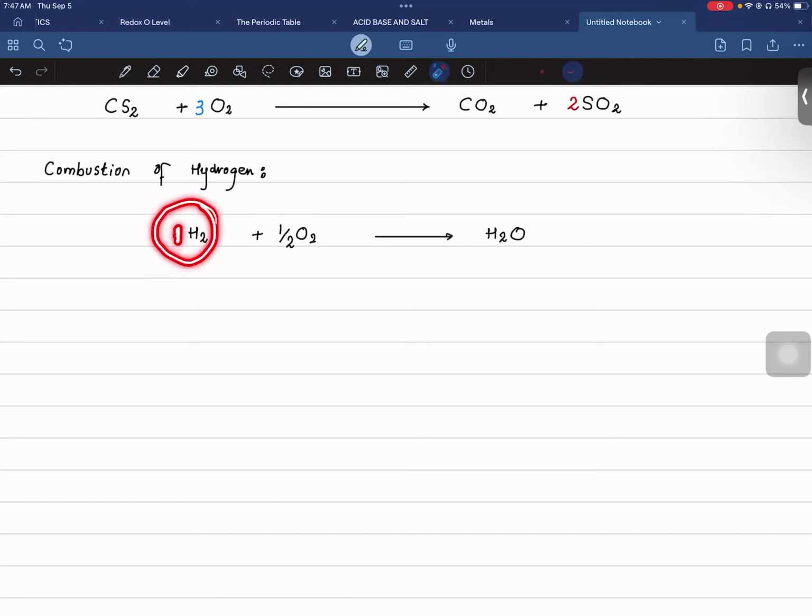So 1 mole of a compound is burned in an excess of oxygen. This is called 1 mole. You are not supposed to write any number over here, because this is the standard enthalpy change of combustion.